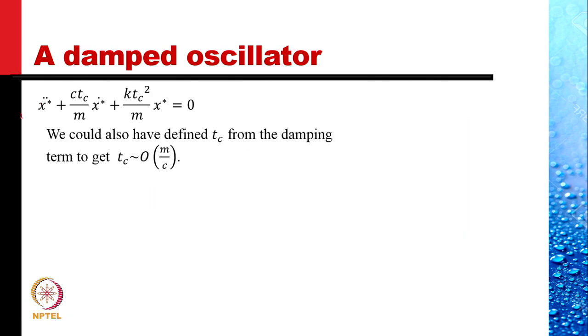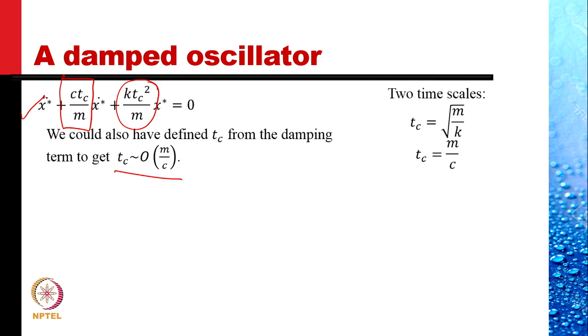This was the original equation where we had chosen this to be 1. We could have also used this for defining tc, the characteristic time. And if we did this, we will get a characteristic time of order m by c, rather than the square root of m by k. We will get it as m by c.